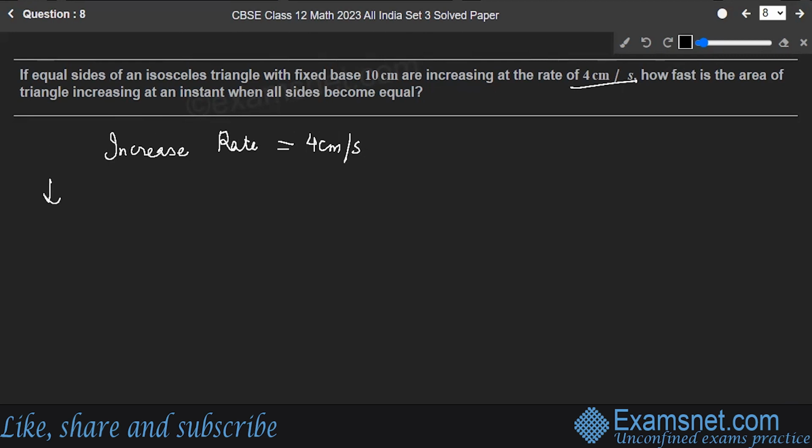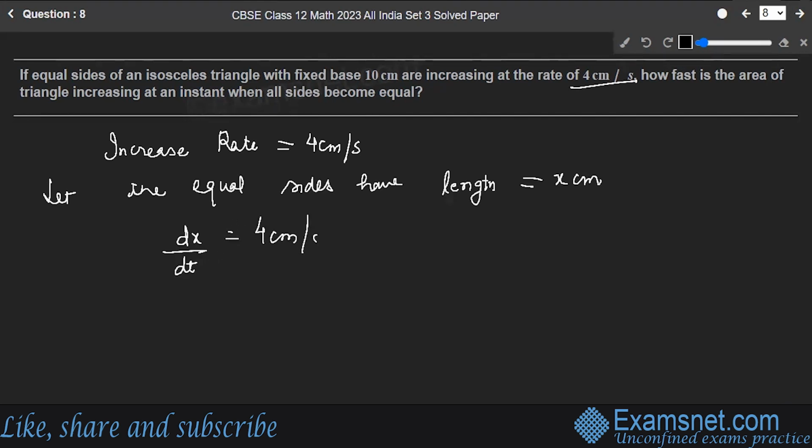Let the equal sides have length equal to x centimeters. That is, dx by dt is equal to, you are given, 4 centimeter per second. Now area, we are talking about the area also, right? Area is given by, of an isosceles triangle.